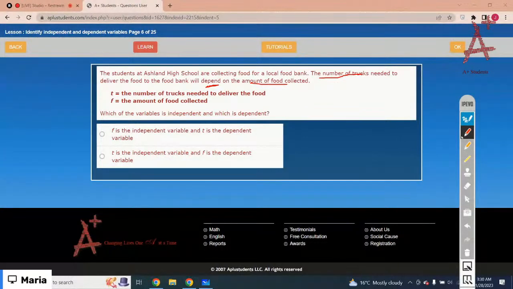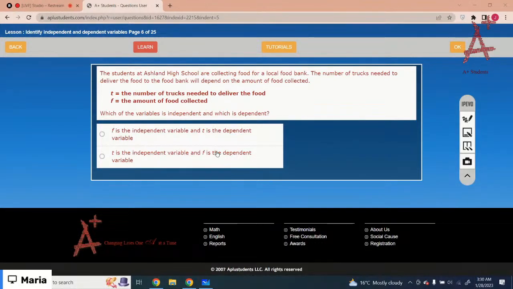So T is dependent on F. F is the independent variable and T is the dependent variable. Number two is the correct option. Got it?